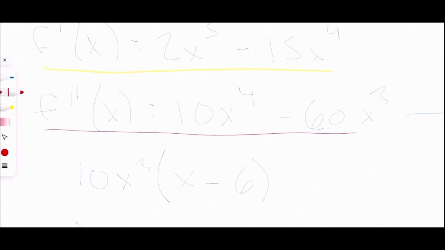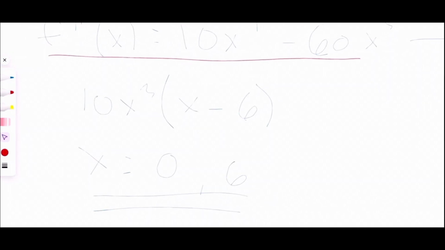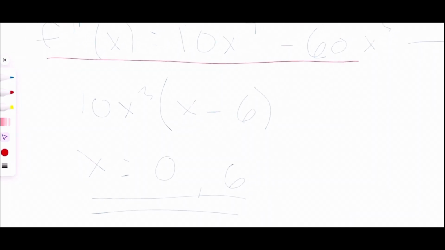Now, to find concavity, we need to find the zeros of our second derivative. So we factor it out. F double prime of x equals 10x to the 3rd times (x minus 6). X is going to equal 0 and 6.